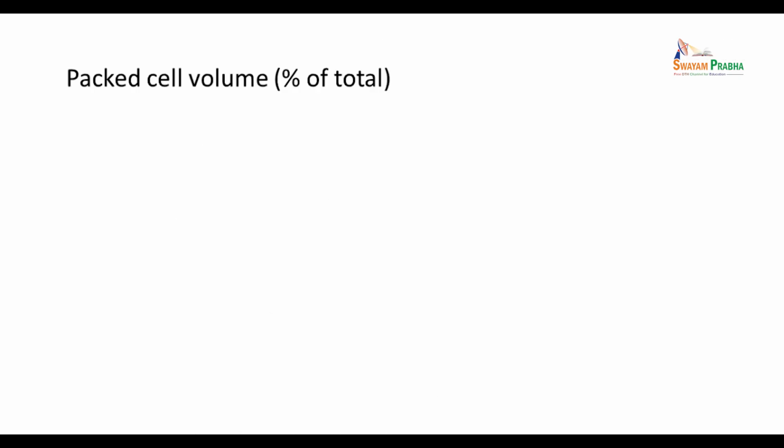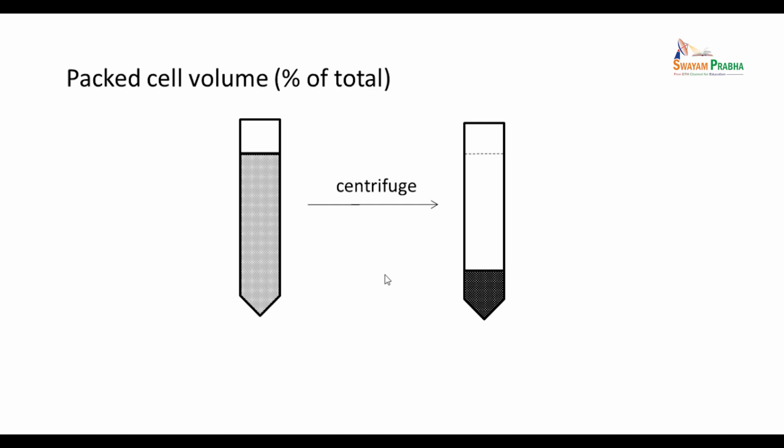The packed cell volume, the percent of total, this we mentioned earlier. If this is going to be your cell suspension, you spin it down using a centrifuge, and the cells are going to occupy this volume here. The total volume is this. So this volume by the total volume is going to give you the percentage packed cell volume. This is used in the industry.